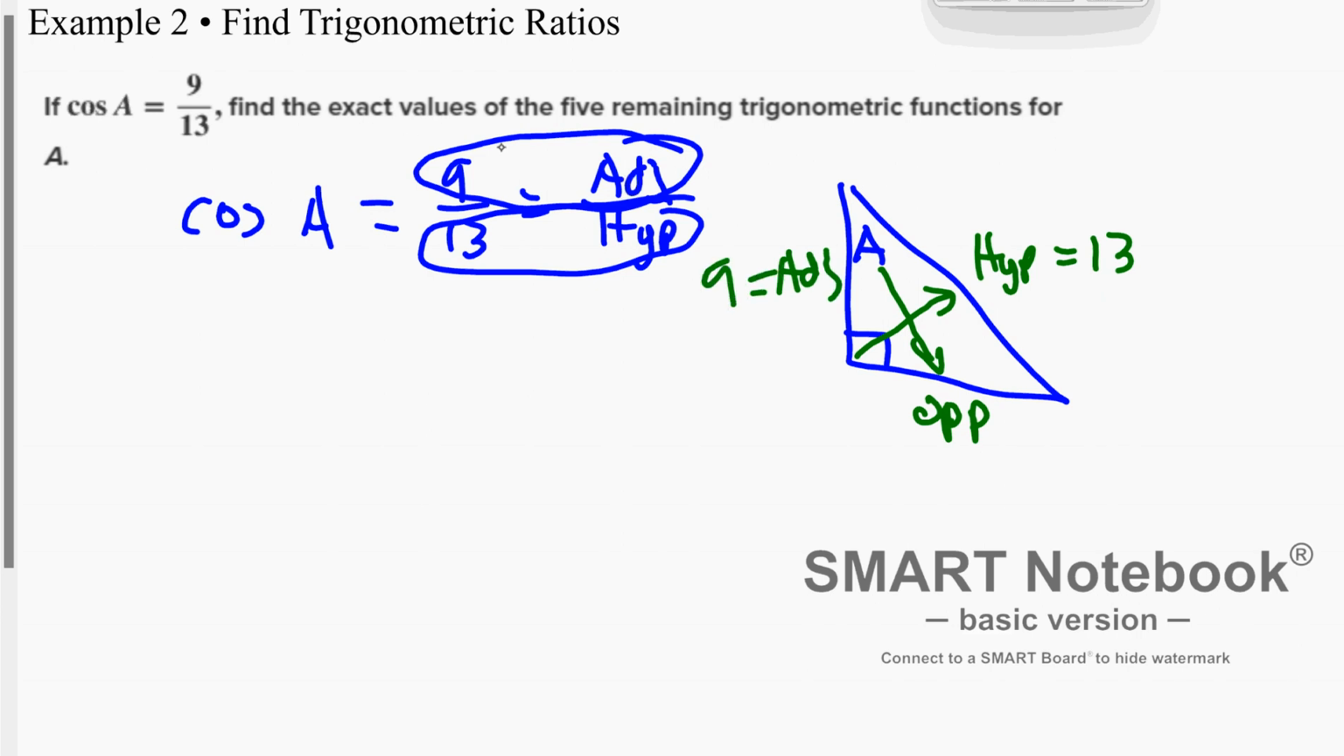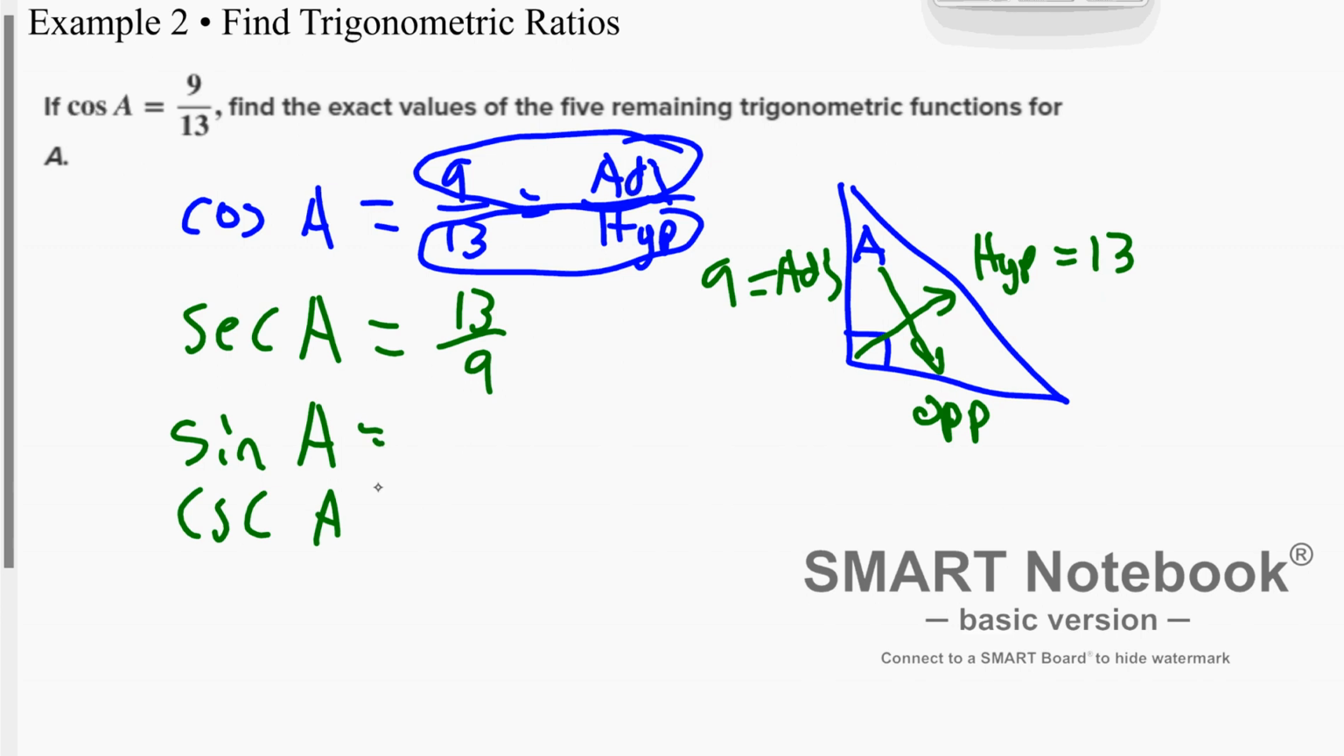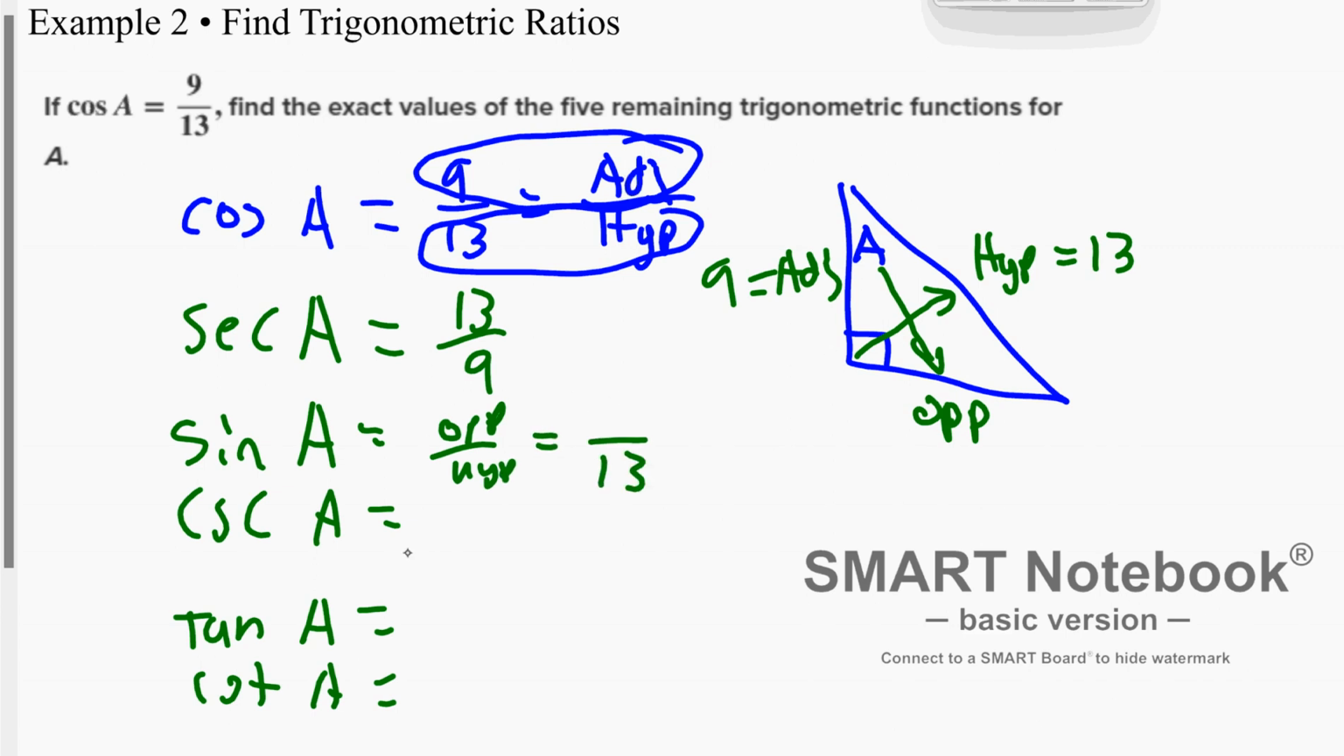Now I want to find the exact values of the 5 remaining. So I want to find secant of A. That's just flipping the fraction, right? And then I want to find sine of A, cosecant of A, tangent of A, and cotangent of A. All right, so sine of A is opposite over hypotenuse. Well, I have the hypotenuse, that is 13, right? I just don't have the opposite side. Cosecant would be flipped, and that would be 13 over the opposite, which I don't know yet.